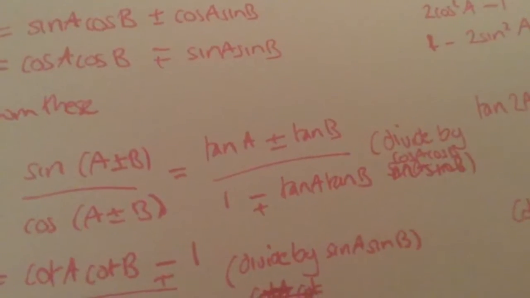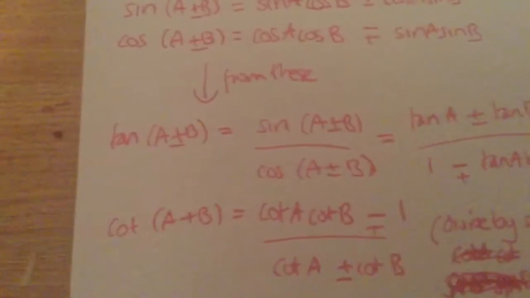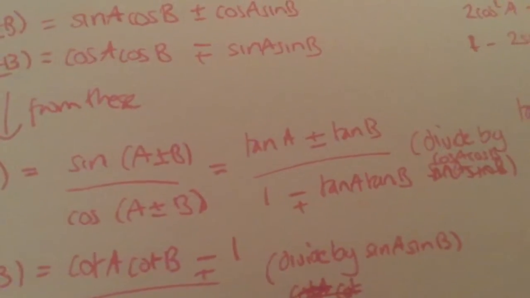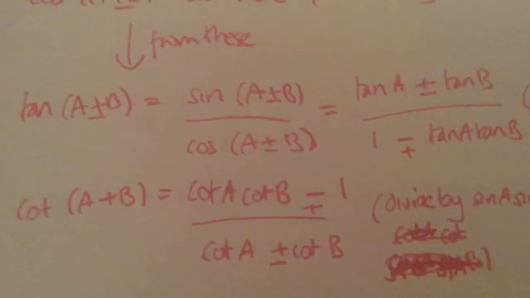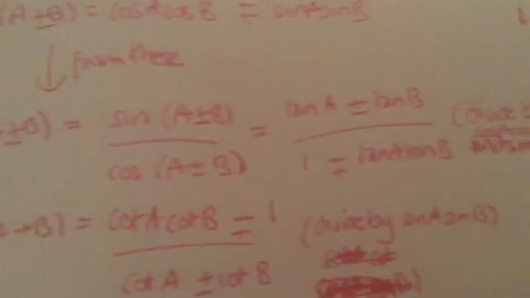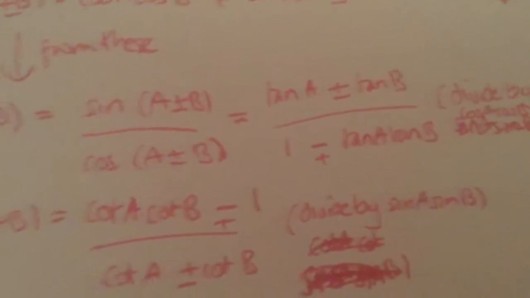If you're doing a plus, go with the top signs. If it's a minus, for example tan A minus B, the formula will be (tan A minus tan B) over (1 plus tan A tan B). Cot is much the same thing. This time the only difference is it's obviously going to be cos over sine to start with, and you divide by sine A sine B.